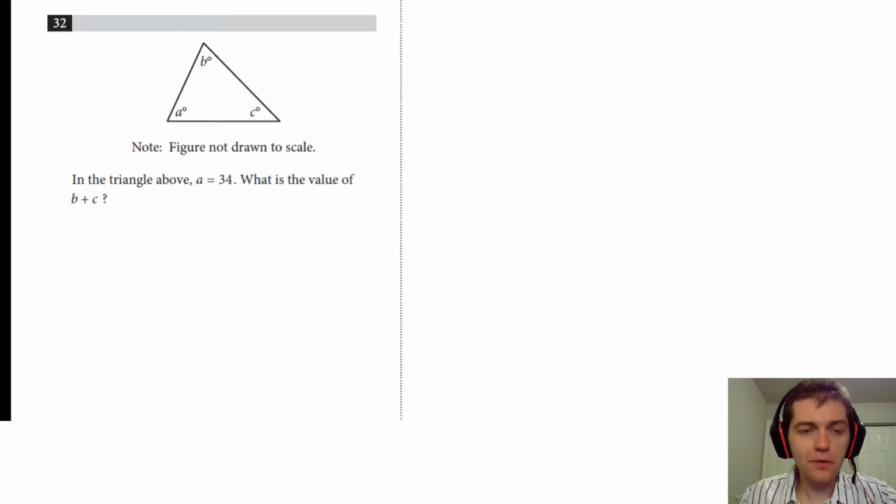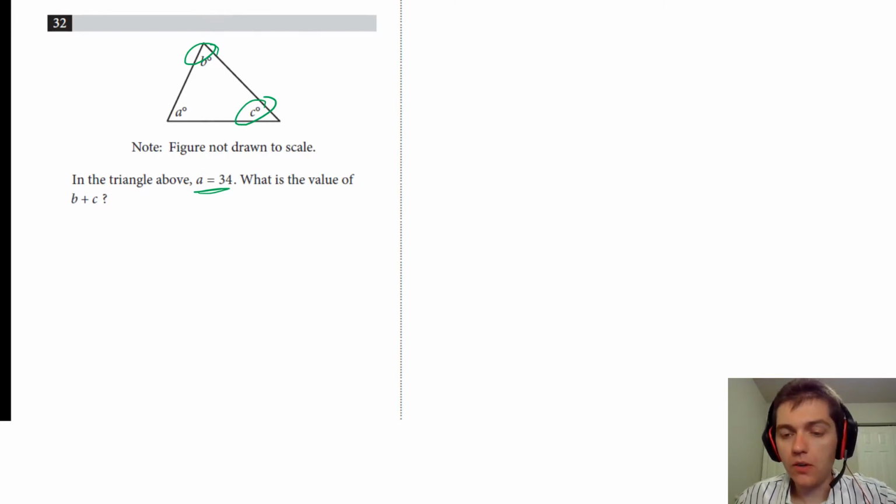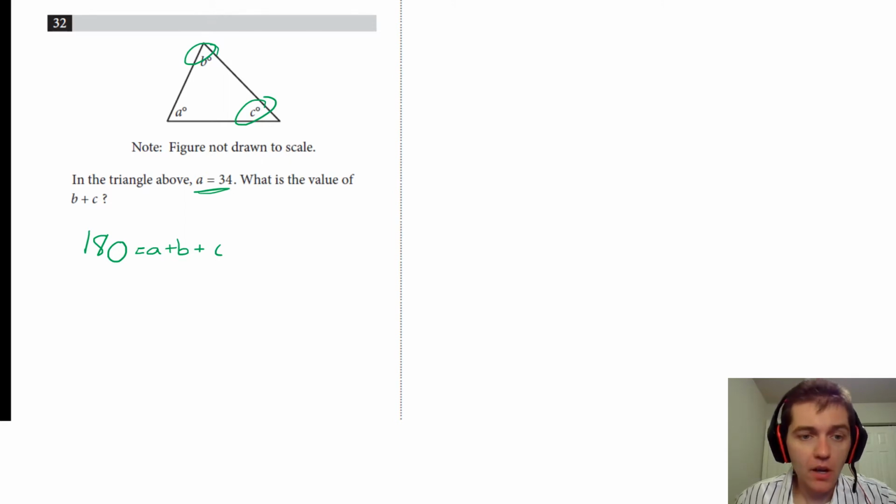Problem 32, given a triangle, the angle A is equal to 34. What is the value of the other two angles added together? You know that all angles in a triangle have to equal 180. So you know that A plus B plus C is equal to 180. You can subtract A, so 180 minus A is equal to B plus C. That's what you're looking for in your answers.